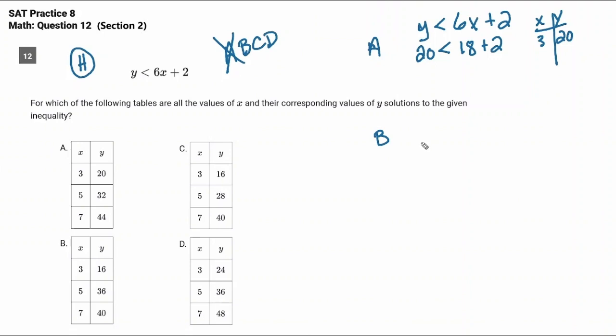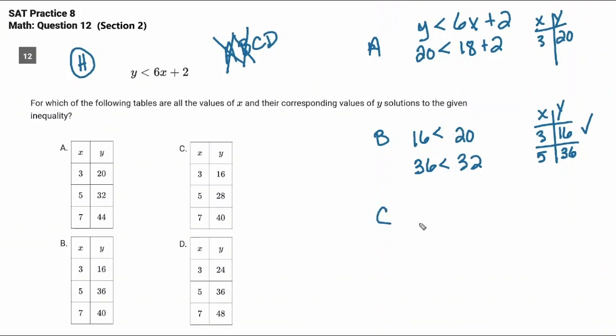All right. Keep a chart. 3 and 16. This time, y is 16. Is that less than 3 times 6, which is 18, plus 2, 20? 16 less than 20? It is. Check. Keep going. Next one is what? 5 and 36. All right, so what's our y? 36 is less than 5 times 6, 30 plus 2, 32. 36 less than 32? Nope, it's gone. Don't need to do anything else with B.